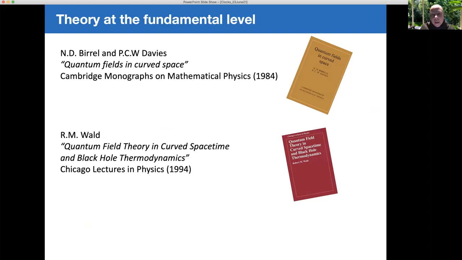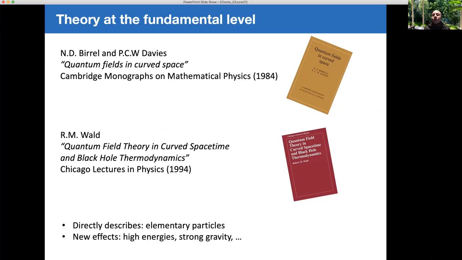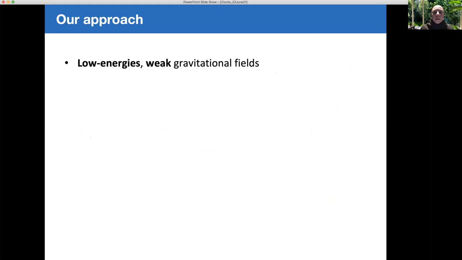And so the question is, why are we not testing effects of this theory? Well, it's not that there is a lack of will, but this theory directly applies to high energies, elementary particles, or strong gravitational fields. So the exciting predictions that differentiate between Newtonian or non-Newtonian gravity from this perspective appear in the regime that is not so easily accessible to experiments. And so the motivation with which we approach the problem is, okay, well, let's look at low energies and weak gravitational fields like on Earth and try to look for quantum and relativistic gravity effects there.